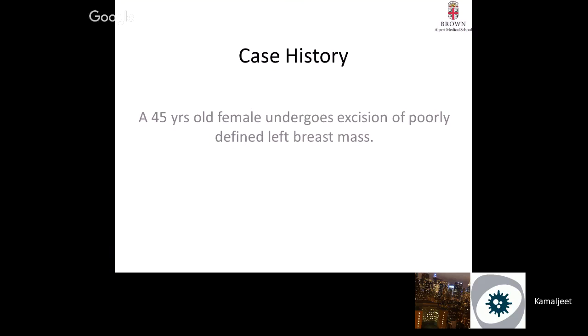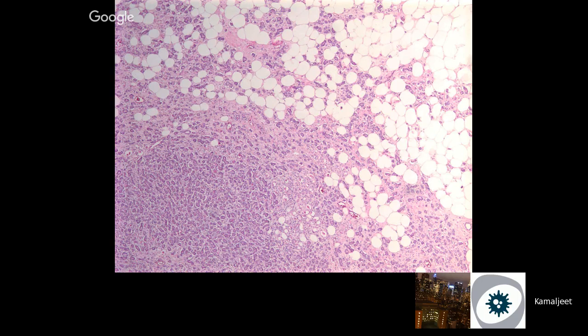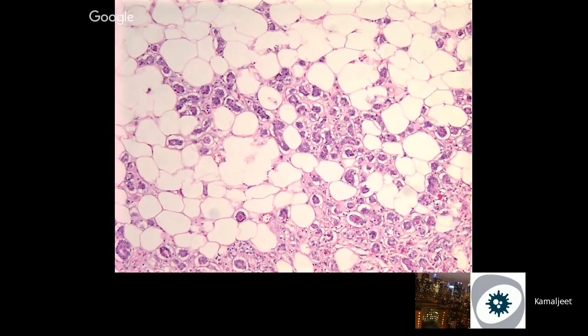Moving on to the next case, a 45-year-old with a poorly defined left breast mass. This was an excision. What you see is a diffuse proliferation of small glands, and you don't see any big difference in architecture. Most of them look similar, the same size, and they're diffusely infiltrating into the fat. In the high power picture, you do notice that some of them have this pink secretion. So that makes you think of microglandular adenosis.